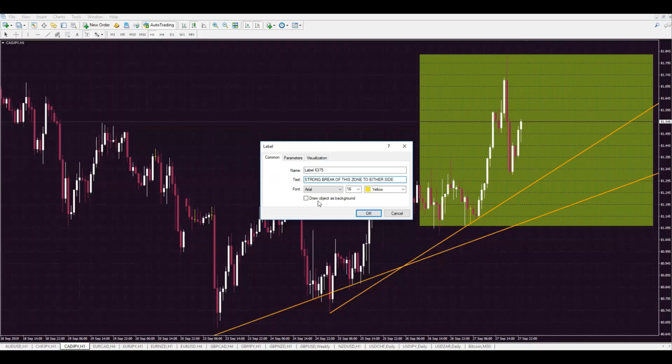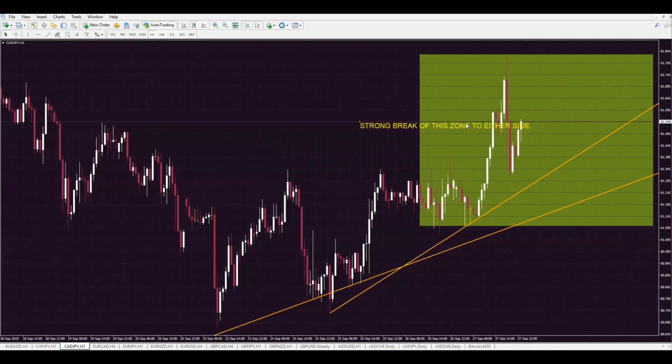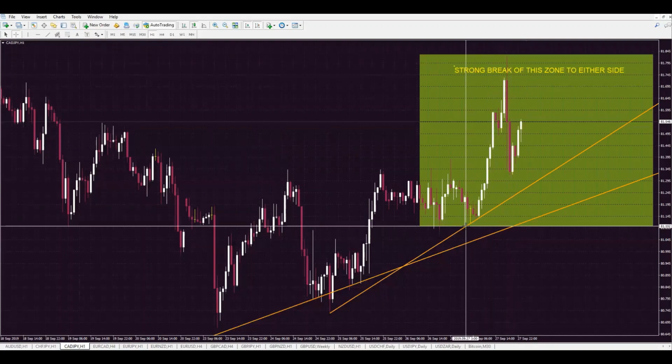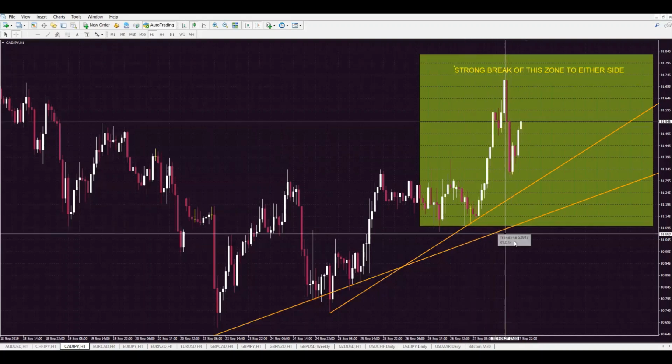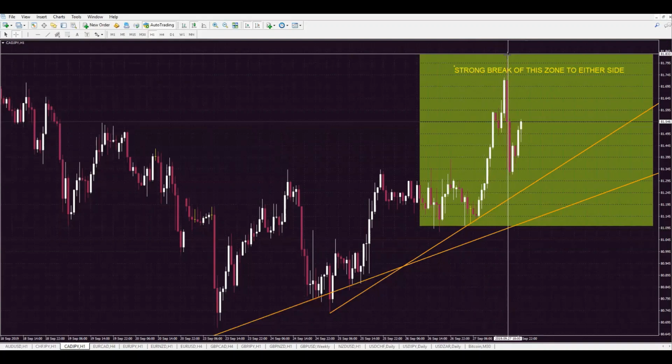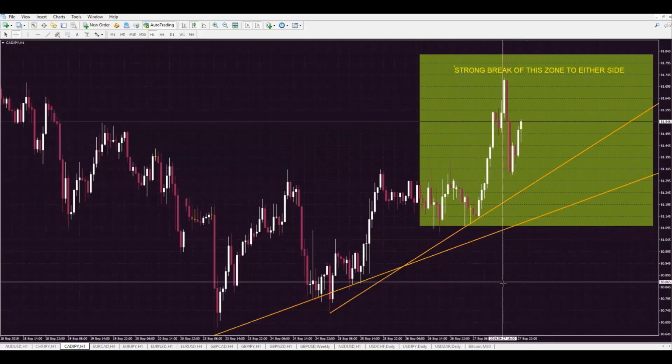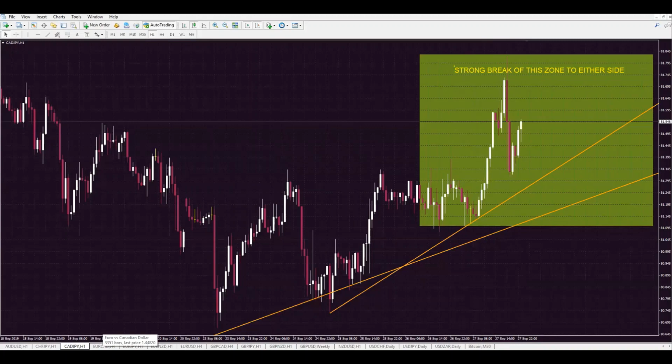Would I be bullish or bearish? Again, I'm looking for a strong break of this high or a strong break of this low right here. So strong break above here and I will buy, strong break below here I will sell. So that's it for CAD JPY. Up next, EURCAD.